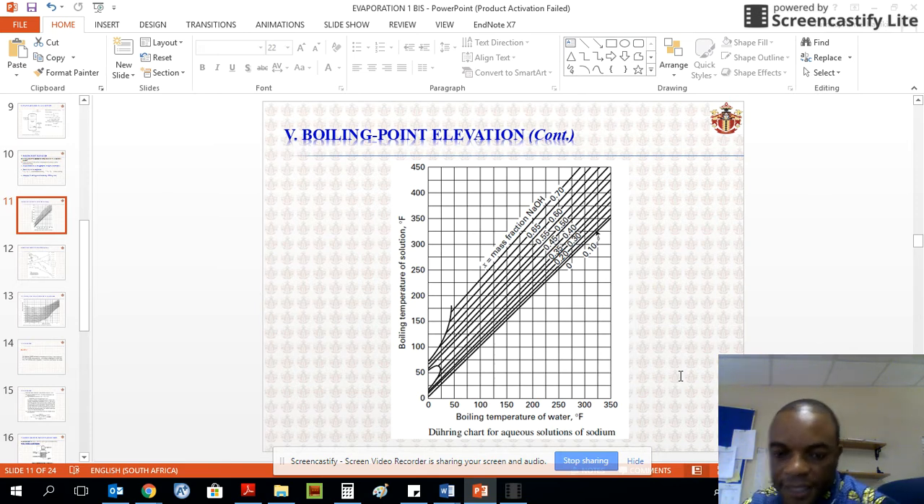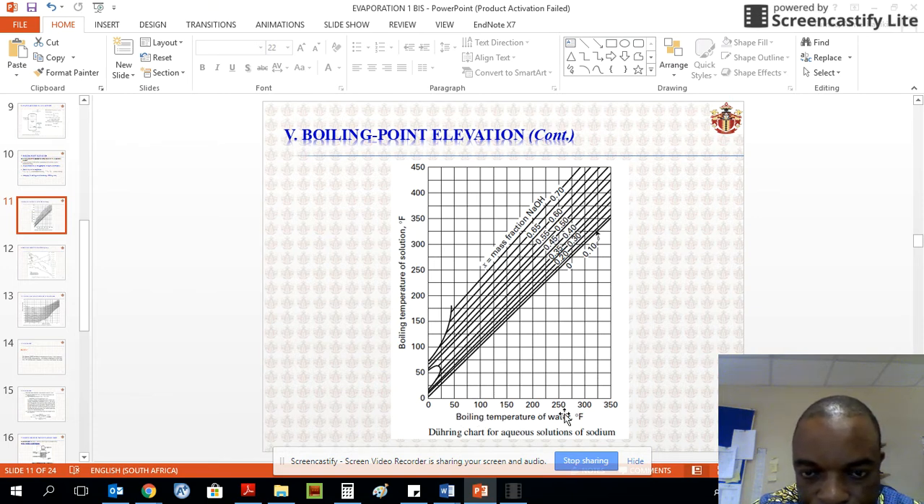Now, you have here what we call Duhring chart. If you know the boiling point of your pure solvent and you know the composition of your mixture, the amount of solute that you have, you can determine the boiling point of your solution. That would be the temperature at which you have to set your evaporator.